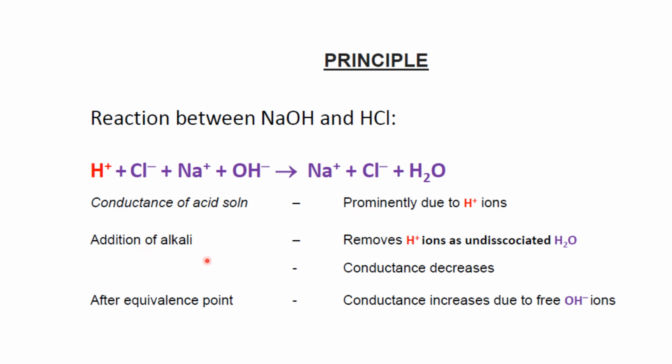When you add base, it removes H+ ions as undissociated H2O. What happens? The conductance will automatically decrease. After the equivalence point, the H+ ions are completely removed and only the OH- ions will be there. So as we further add base, the conductance increases due to the free OH- ions.